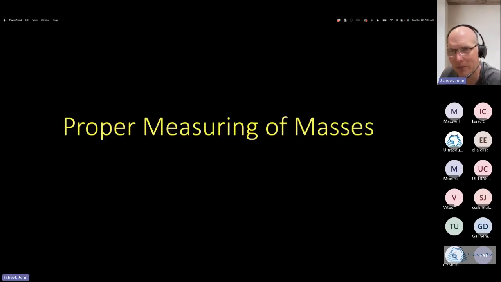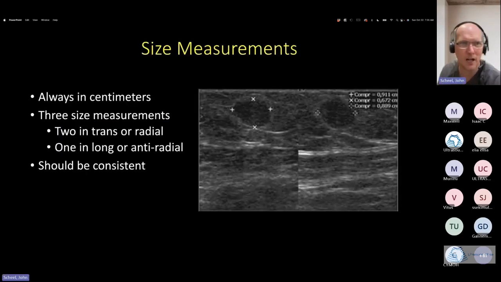Okay, how do we properly measure masses? We always use centimeters, even in the US, which is hard to imagine. We still do not use centimeters here, but for breast imaging, we do use centimeters. We take 3 measurements of masses. We do 2 in the trans direction or radial direction, and 1 in the longitudinal or anti-radial.